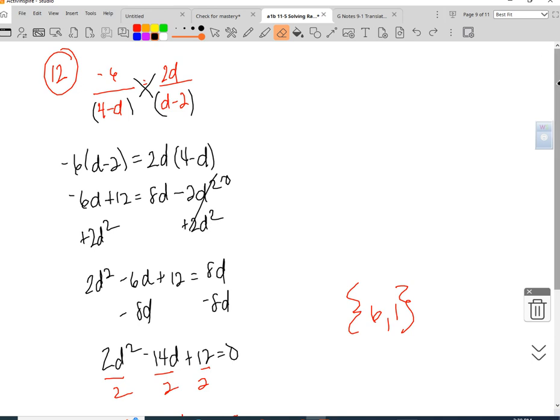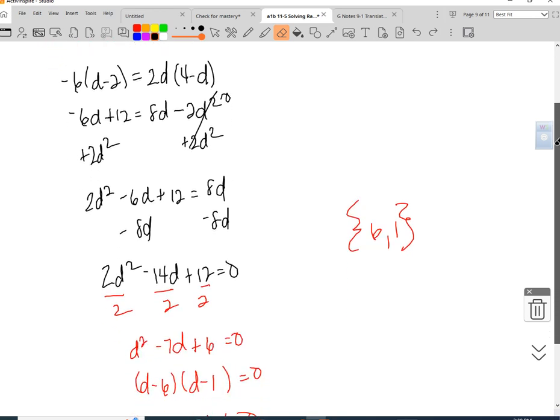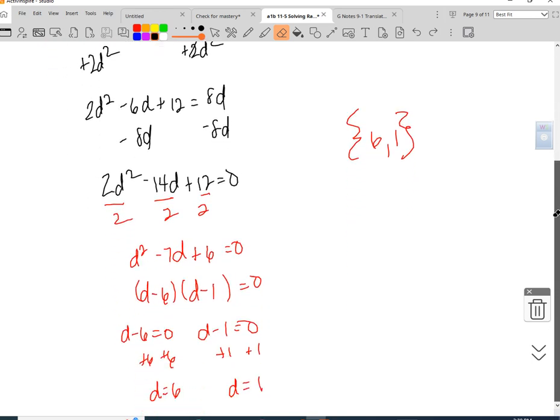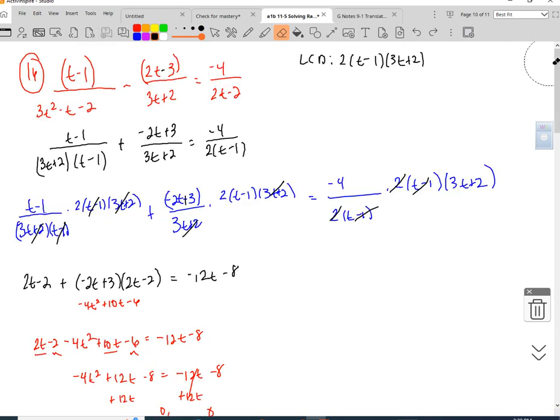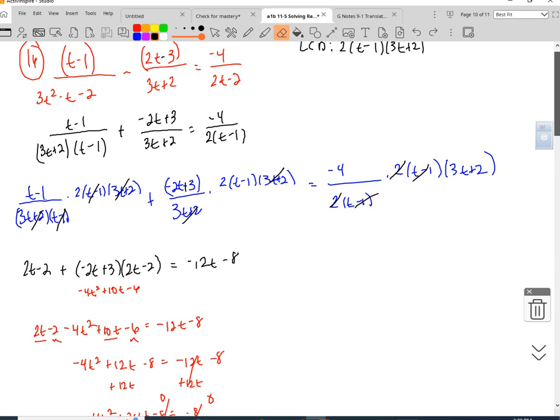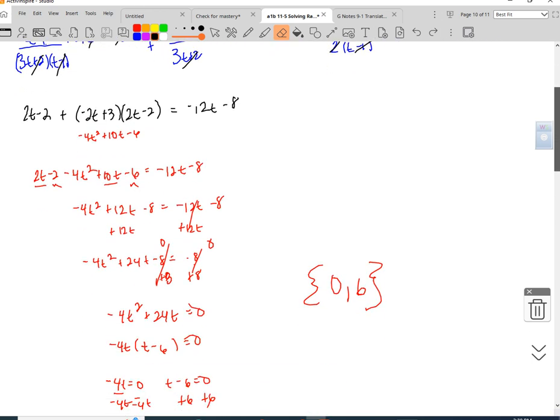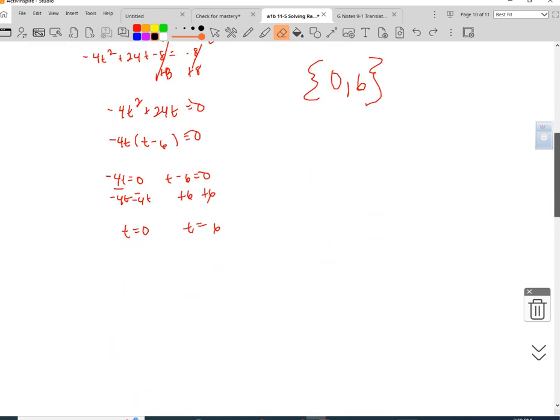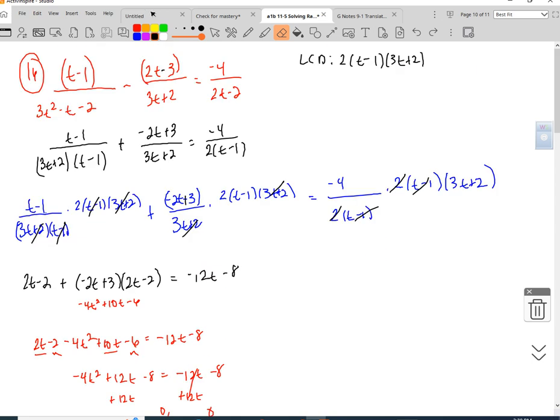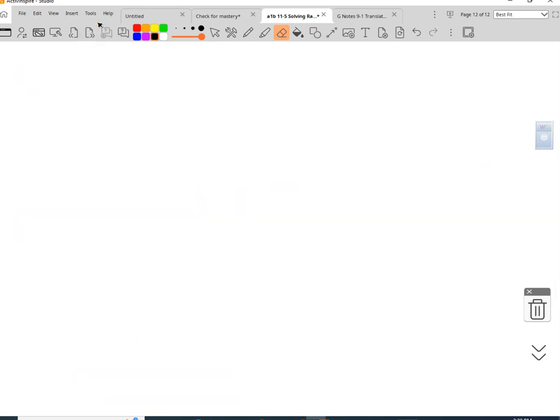Oh, I realize I've missed number 10. I'll work it out in a second. This one took me forever because I kept writing the wrong numbers, the wrong signs, the wrong operations. That drove me crazy. Alright, we're going to do number 10 real quick because I forgot number 10. I've been here too long. That's okay.